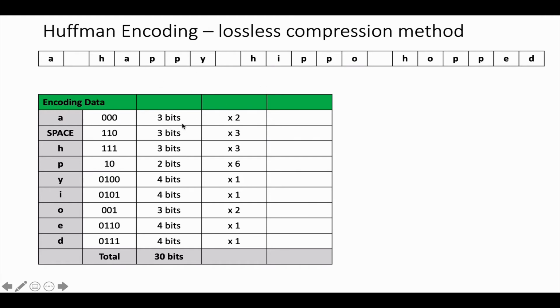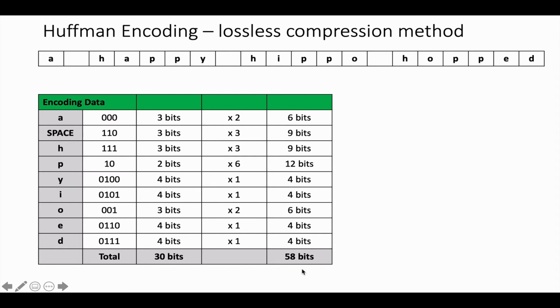So there's 3 bits to represent A, and A occurs twice, therefore A is going to take up 6 bits. The space uses 3 bits, and there's 3 spaces, therefore there are 9 bits. When we do this for the rest of them, we end up with 58 bits in total. So this whole string can be stored using 58 bits. And you'll notice that P has the lowest amount of bits because it occurs the most.